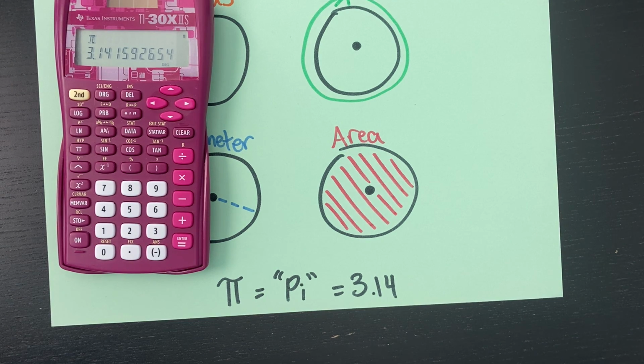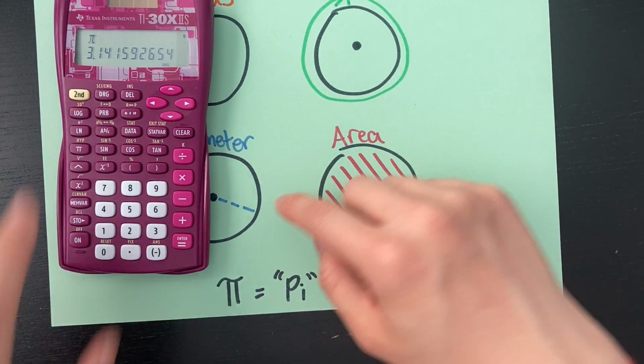It's 3.14159. It goes on forever. It's roughly 3.14. This number pops up all over math, all over physics. It's this most amazing number. And the number is actually the ratio of a circle's circumference to its diameter.